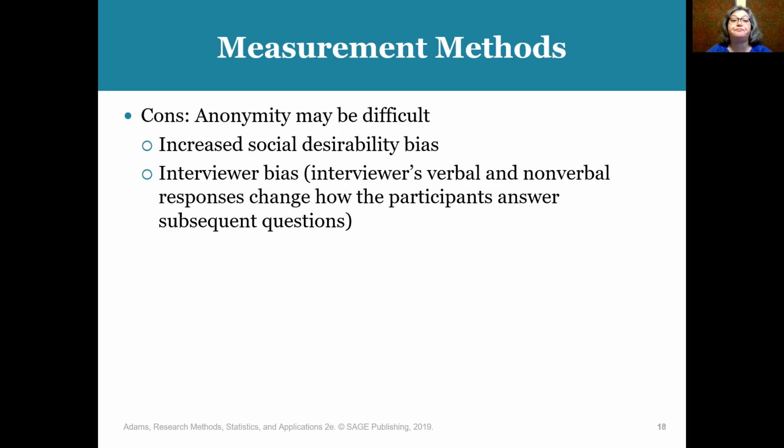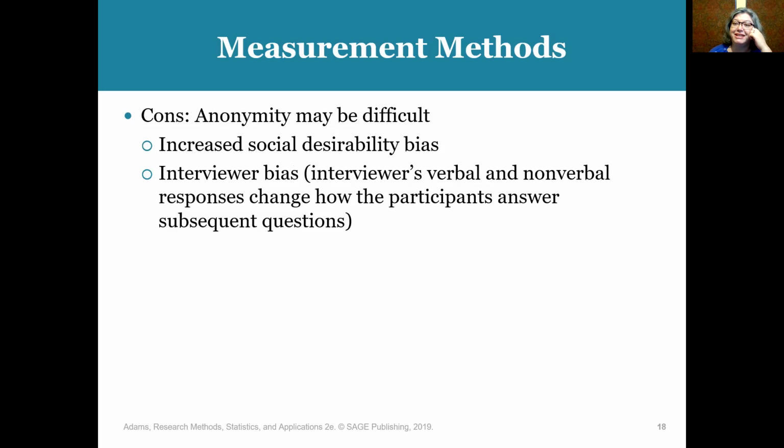So if you don't feel like you got all the information that you needed, you may be able to ask additional questions. One of the cons for interviews, though, is that anonymity is difficult. Obviously, if I'm sitting in front of you and we're having a face-to-face conversation, you are no longer anonymous. And this can be a real problem when we talk about social desirability bias. In face-to-face interviews, that number for, is it okay to spank your kids, is really close to 40%.